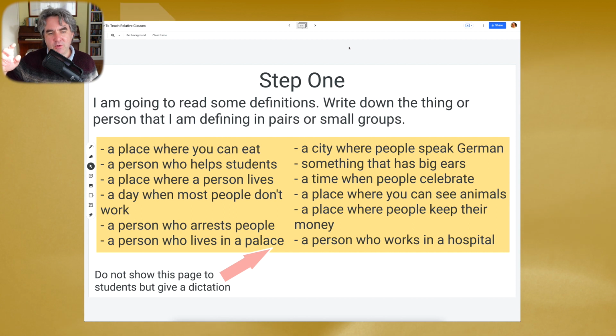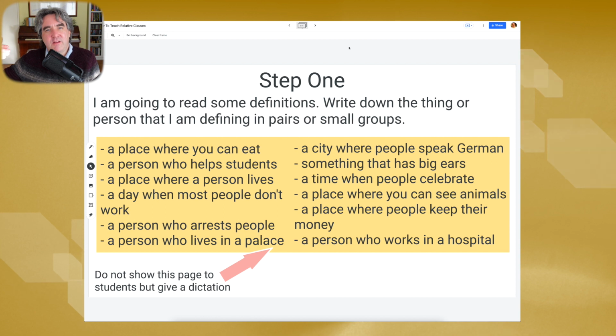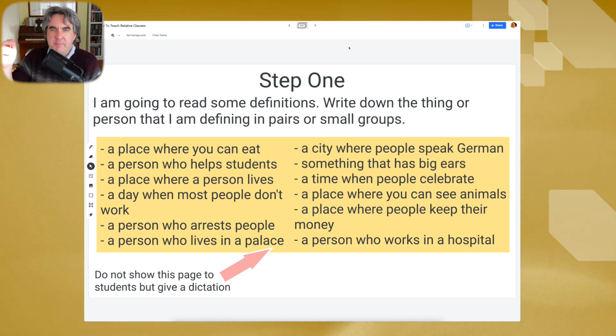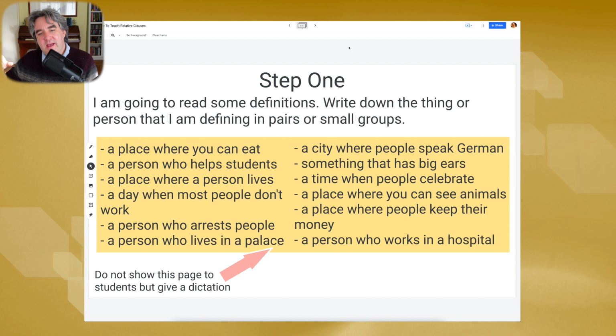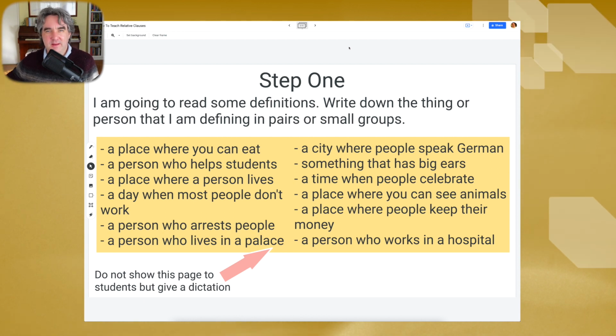Then I get them to go together once they've completed this. So here I've got 12 definitions. I get the students to write down 12 different things or persons, and then they combine together with their 12 ideas and share what they've written down. So a place where you can eat, a restaurant or a kitchen, or a place where people keep their money, a piggy bank, that sort of thing.